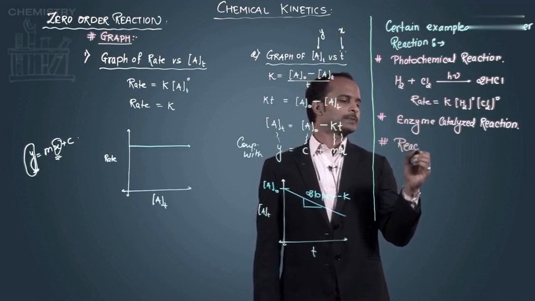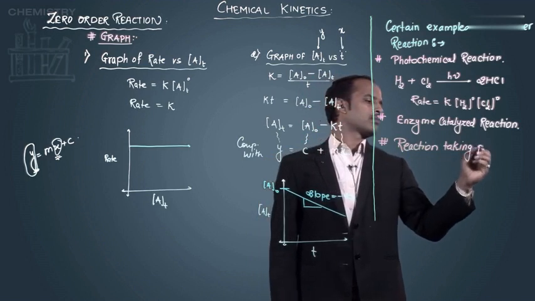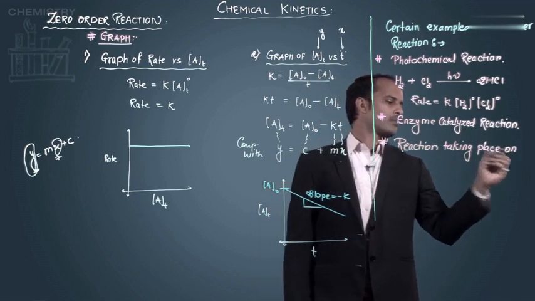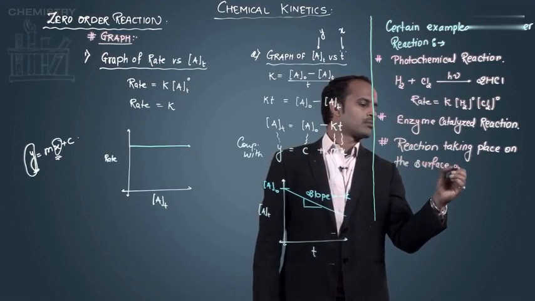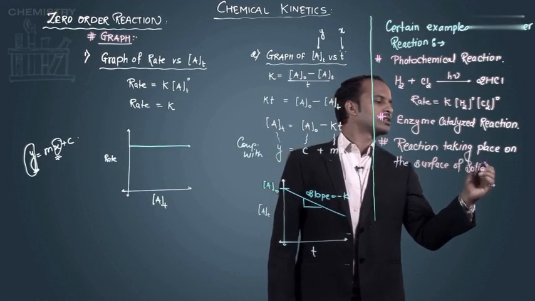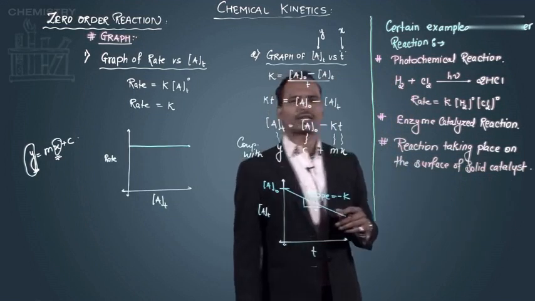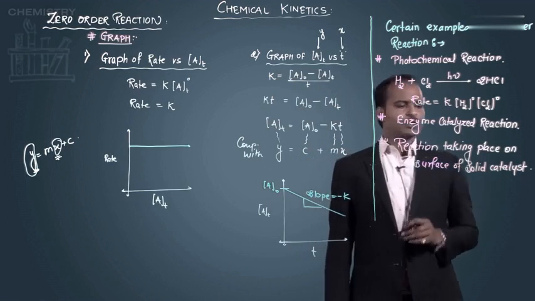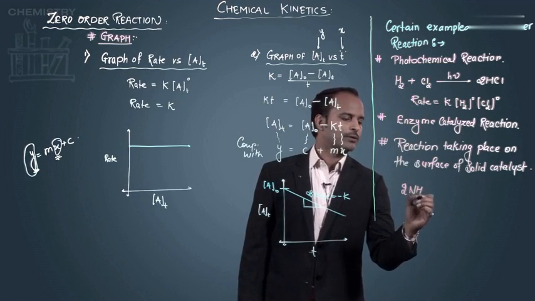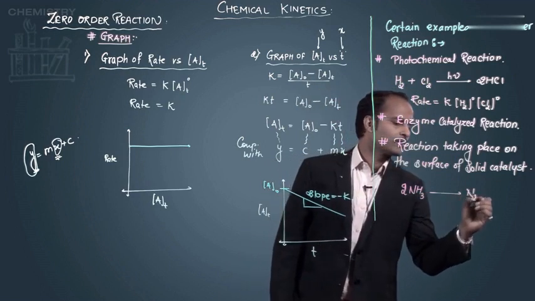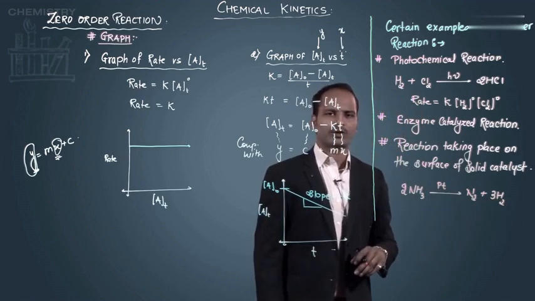The third is reaction taking place on the surface of a solid catalyst. Reaction taking place on the surface of a solid catalyst. An example we just did, that is 2 moles of ammonia gives N2 plus 3H2. The reaction takes place on the surface of platinum, so it is going to be a 0 order reaction.